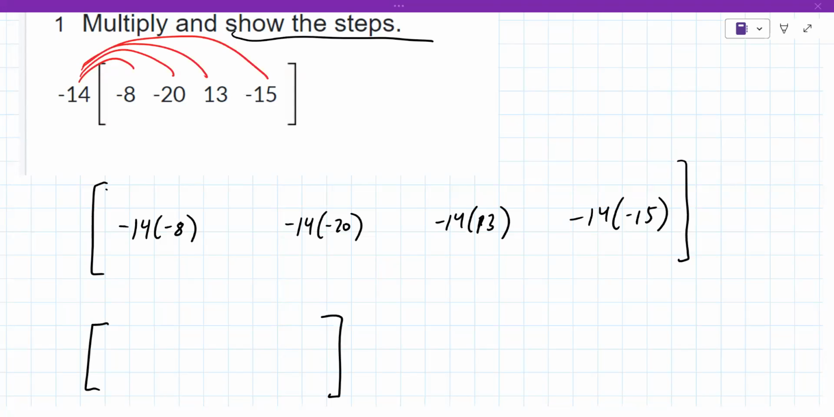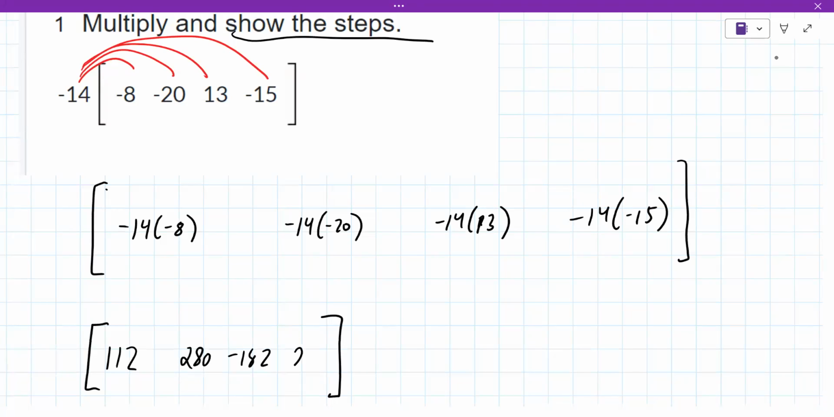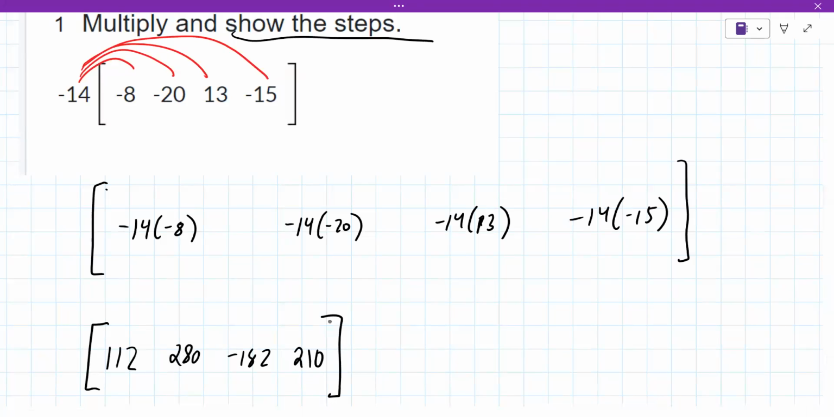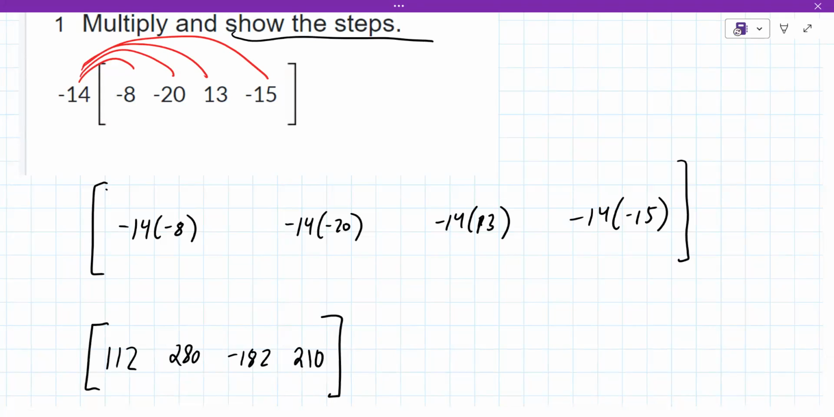Okay, so some of the answers should be 112, yep, 280, negative, good. 182, and 210. Good. Now, what you want to do is show your answer where there's kind of like white space between the numbers, like to show gaps. That's just like up here. So if you're a big writer, you don't want the things to merge together. Right. All right.